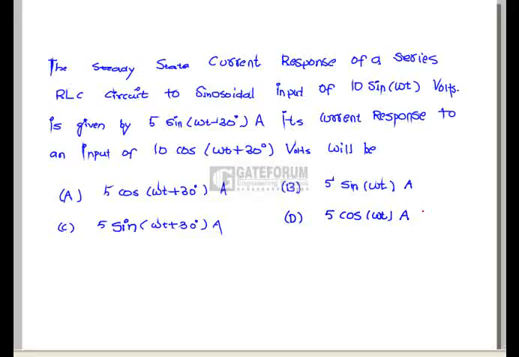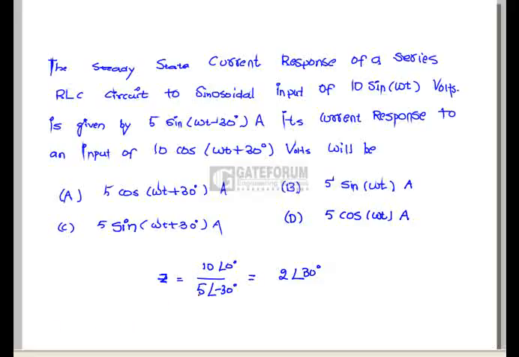From the given data we can obtain the impedance of the RLC network, which equals voltage divided by current, that is 10∠0° divided by 5∠−30°, which equals 2∠30°. That is the impedance.